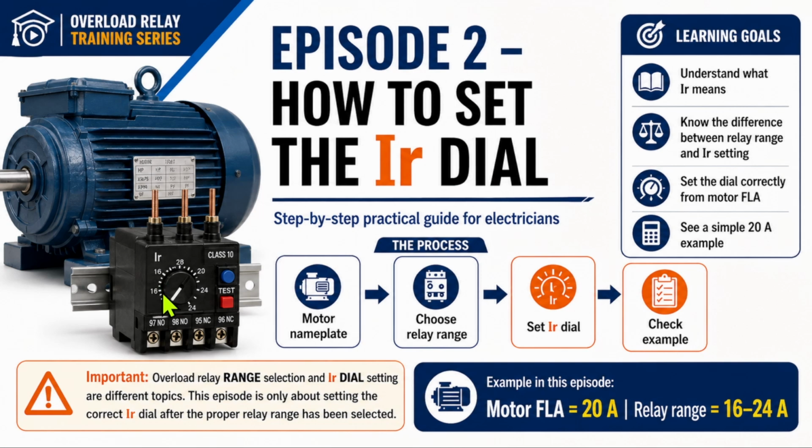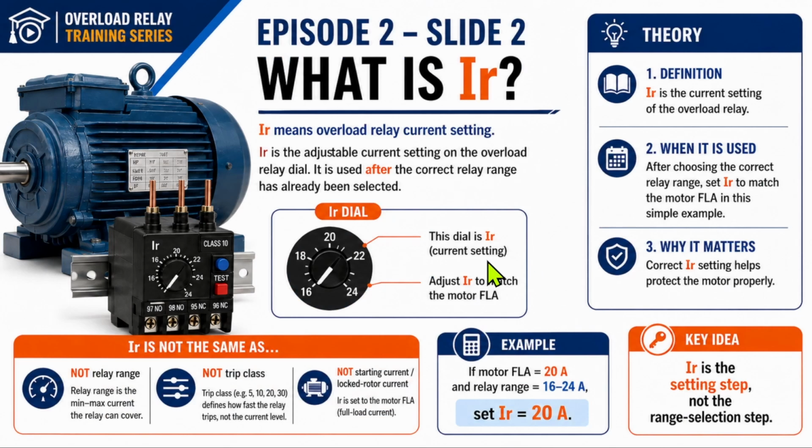IR means overload relay current setting. IR is the adjustable current setting on the overload relay dial. It is used after the correct relay range has already been selected. First off, we have to select the relay range. Previously we were discussing that, right? In this session we have to set up the IR dial.